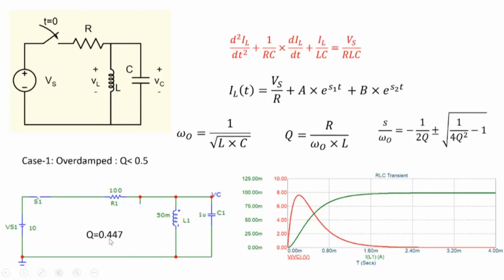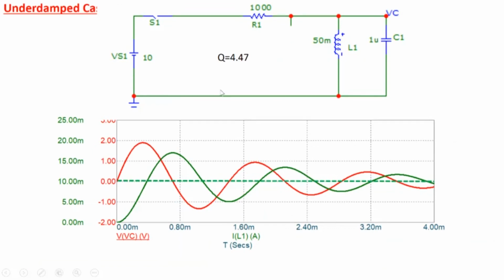Q is 0.447 here. Now let's make R larger, let's say 10 times higher. If I make it 10 times higher, Q will become 4.47, and then we go into an underdamped case here. So underdamped, Q equal to 4.47. Now again the inductor current starts from 0, but doesn't reach its final value of 10 milliamperes straight away. It overshoots, and then there's an undershoot and an overshoot, gradually smaller and smaller, and then it settles down here. So that's the characteristic of an underdamped case.